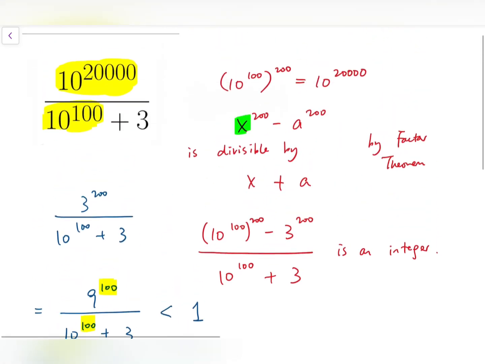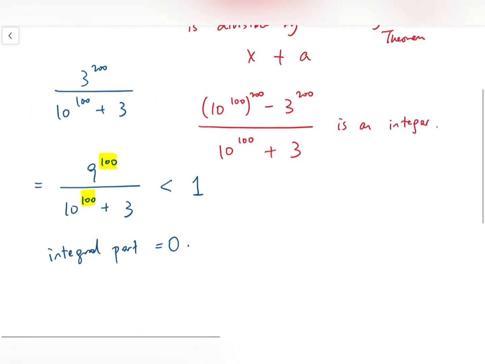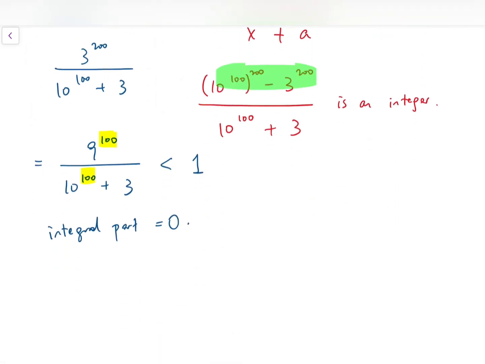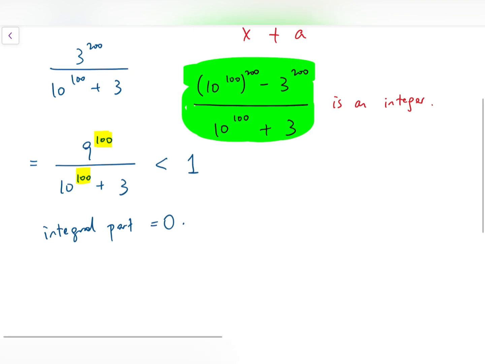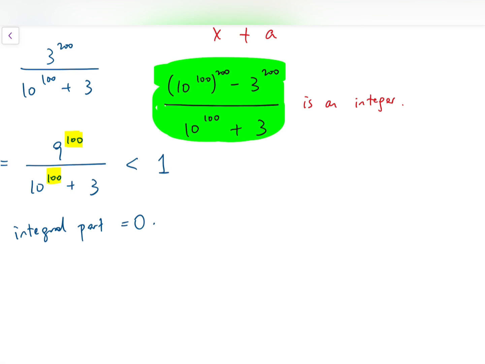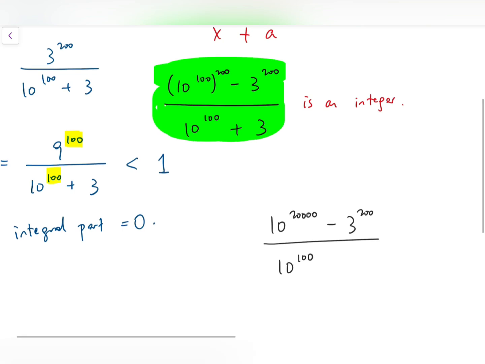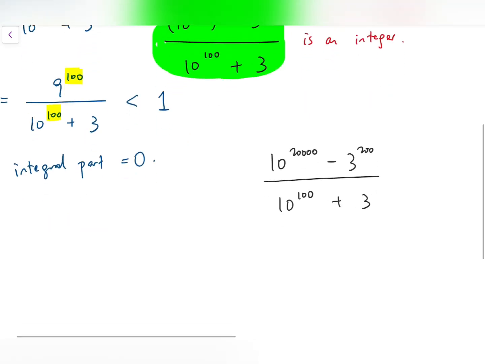From this, we can immediately conclude that the integral part of our original fraction is just the one we have derived with the help of the polynomial, the one labeled in green. So now it remains to find the last digit of this fraction, in fact an integer. Let me first rewrite that properly: 10 to the power 20,000 minus 3 to the power 200 over 10 to the power 100 plus 3.